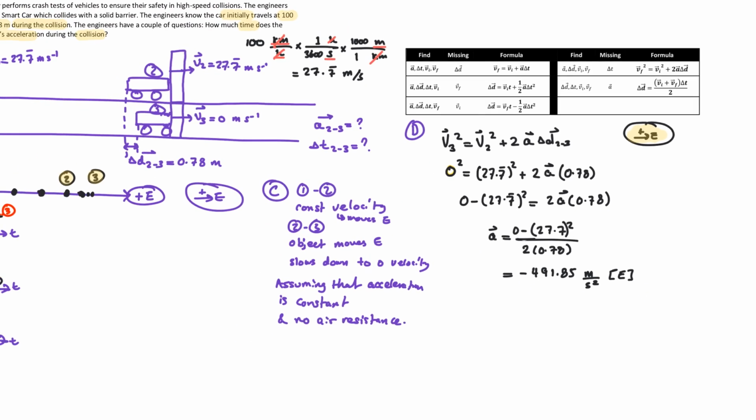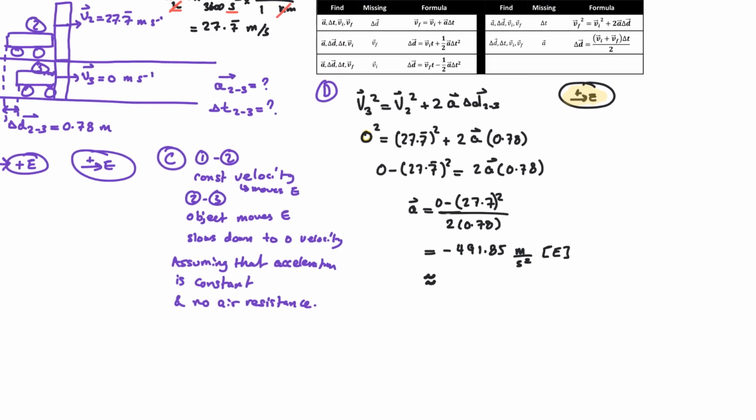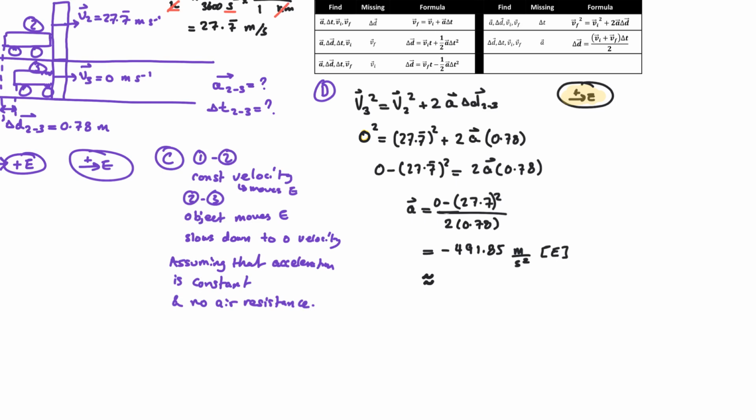And if I zoom out and look at my graph, I can see that that's correct. It is actually accelerating in the negative direction. So this actually makes sense. My answer is only good to one significant figure because of the 100 kilometers per hour. So I'm going to estimate this. Actually, let's zoom in a little bit. I'm going to estimate this as negative 500 meters per second squared in the east direction. And now I have my first part of the question, which is what is the acceleration?